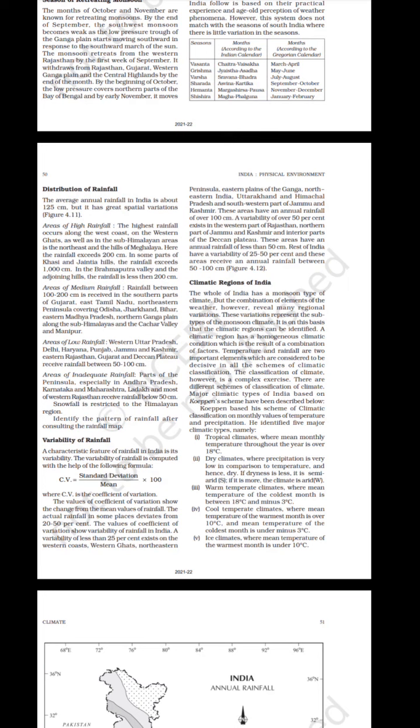Warm temperate climates, where mean temperature of the coldest month is between 18 degrees Celsius and minus 3 degrees Celsius. Cool temperate climates, where mean temperature of the warmest month is over 10 degrees Celsius and mean temperature of the coldest month is under minus 3 degrees Celsius. Ice climates, where mean temperature of the warmest month is under 10 degrees Celsius.